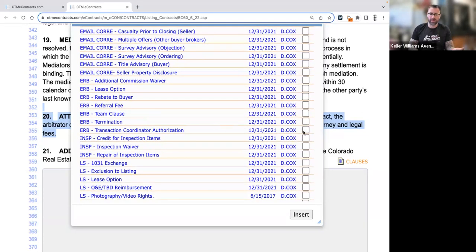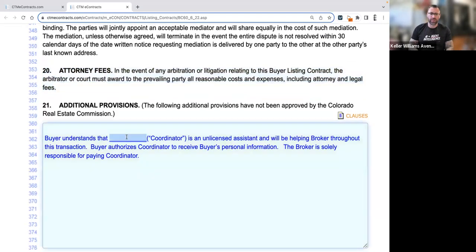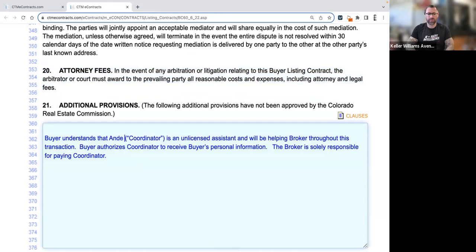Well, one of the things that I do is this one, transaction coordinator. I go through and I say buyer understands that, and I used Andy. Buyer understands that Andy Gade is an unlicensed assistant and will be helping broker throughout this transaction. Buyer authorizes coordinator to receive buyer's personal information. The broker is solely responsible for paying the coordinator. If you guys are using a transaction coordinator, this is one of the provisions that you are going to want to put in here and put your transaction coordinator's name in there.